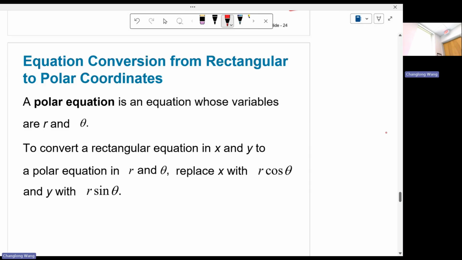It turns out that we could not only convert coordinates for a point. If you don't like the point given in xy coordinates, you can write it in r, theta, or the other way around. We can even convert equations or graphs from polar coordinates to rectangular, or even from rectangular to polar.